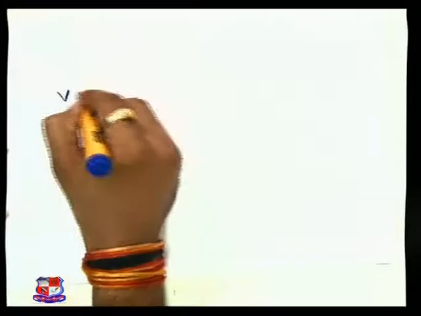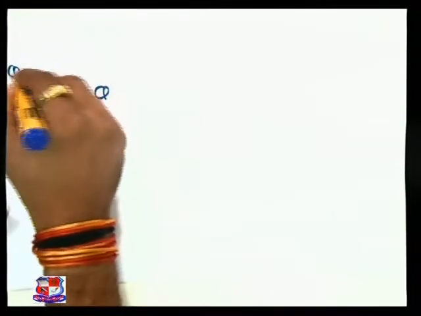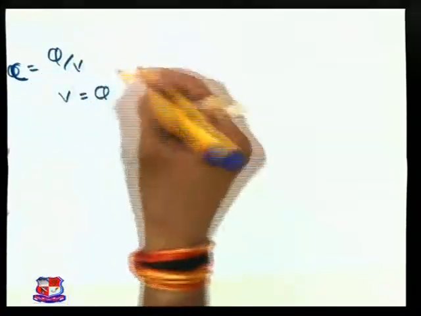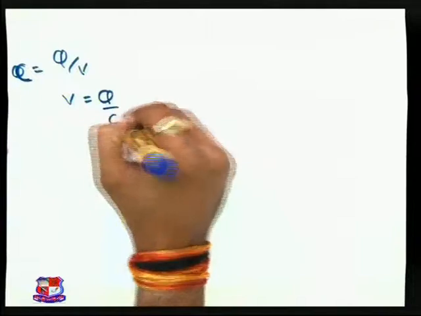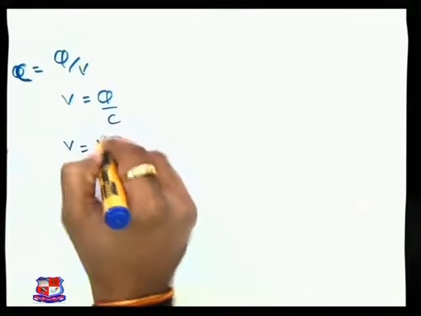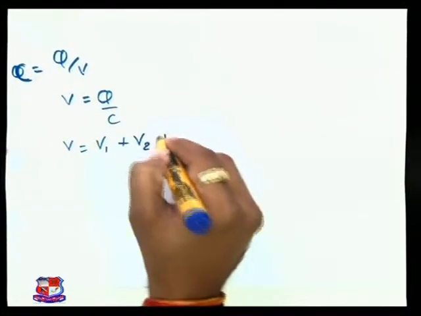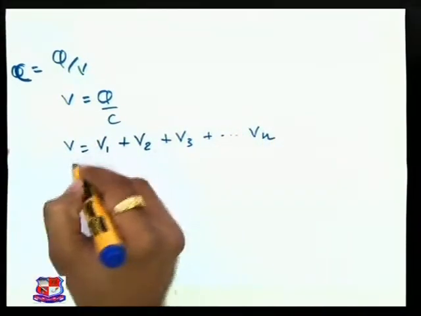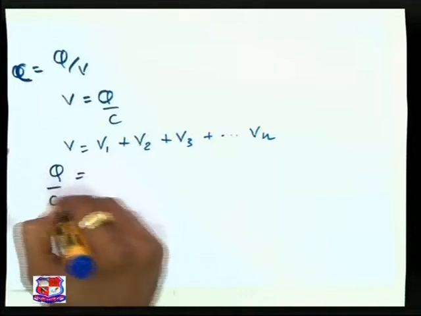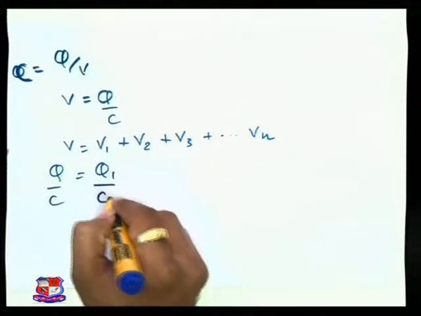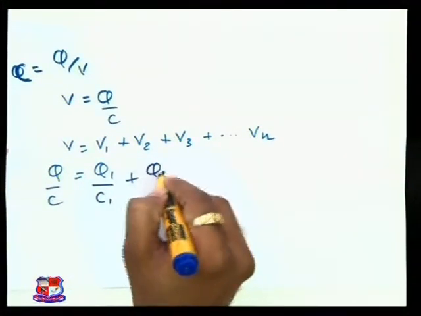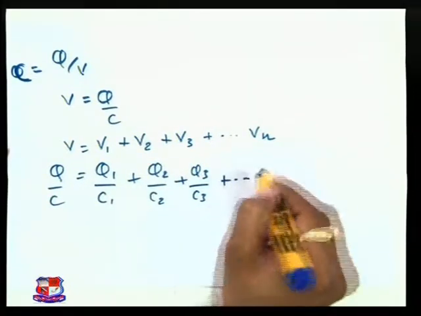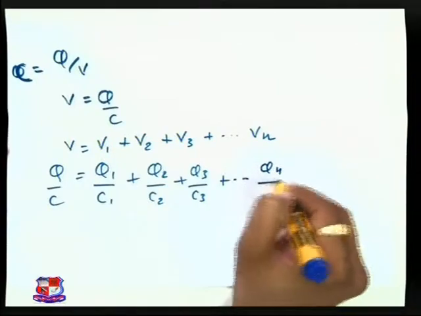By using that equation, C equals Q by V, so V equals Q by C. Now V equals V1 plus V2 plus V3, and in the general form, Vn. So V equals Q by C, V1 equals Q1 by C1, V2 equals Q2 by C2, V3 equals Q3 by C3, and up to Vn equals Qn by Cn.